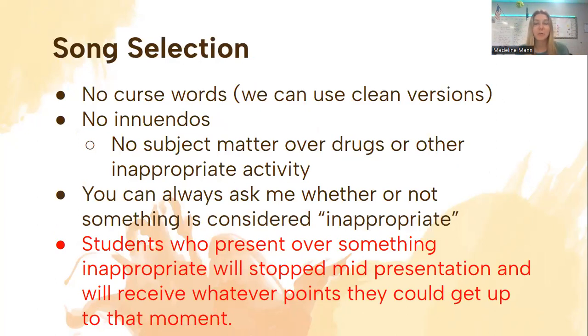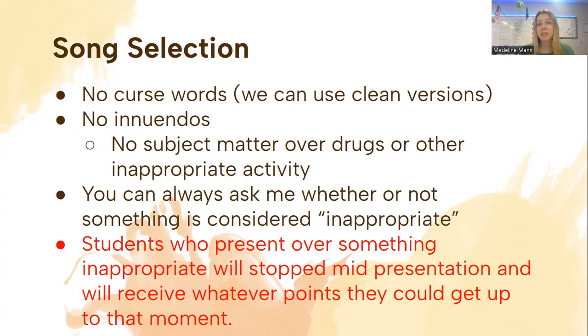Song selection. Whatever song you select, it does need to be appropriate for school. So when I say appropriate for school, no curse words in your song. We can use clean versions of songs, that's totally fine, but it can't have curse words in it. Even with these clean versions of songs, I don't want any innuendos to a subject matter that shouldn't be talked about in school. So when I say subject matter that shouldn't be talked about in school, I'm referring to like drugs, inappropriate activity, things that we probably just shouldn't be talking about in the first place.